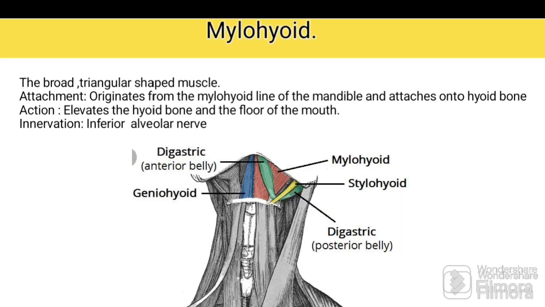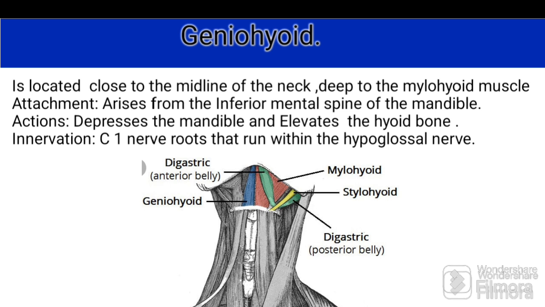Mylohyoid. It's a broad and triangular-shaped muscle. Its function: elevates the hyoid bone and the floor of the mouth. Innervation: inferior alveolar nerve. Geniohyoid originates from the mental spine of the mandible and attaches onto the hyoid bone. Geniohyoid is located close to the midline of the neck, deep to the mylohyoid muscle. Function: it depresses the mandible.